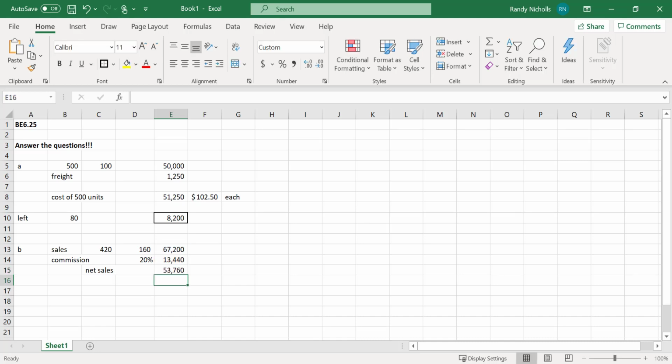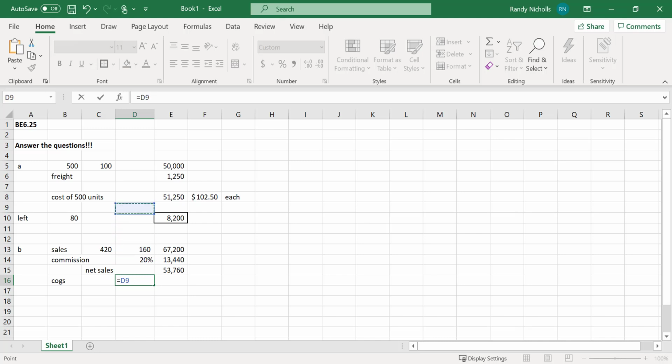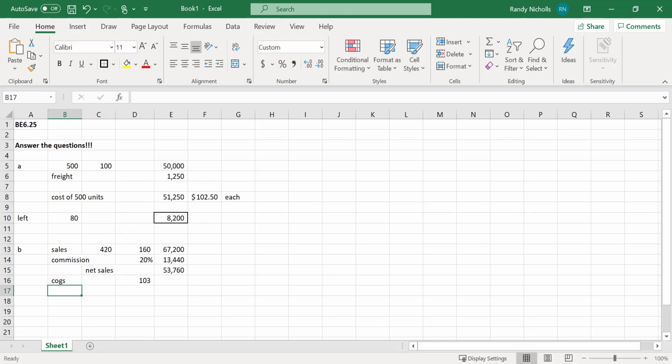Okay? So commission is a cost. The other cost we have is cost of goods sold, and that is the 102.50 that we had from up here.